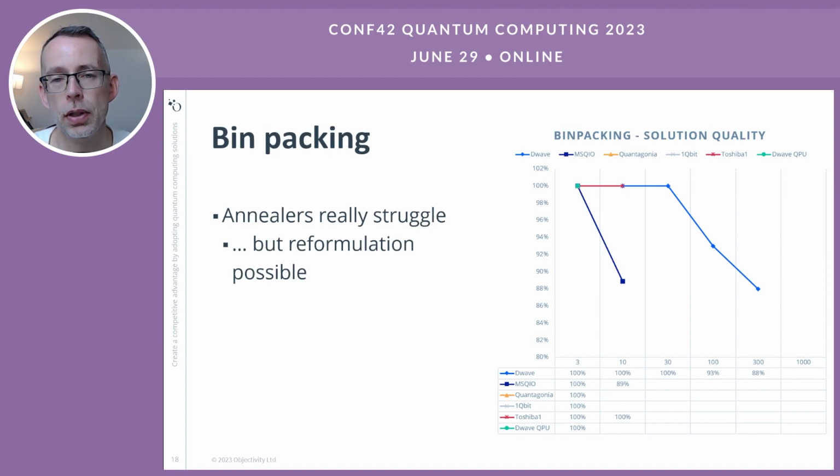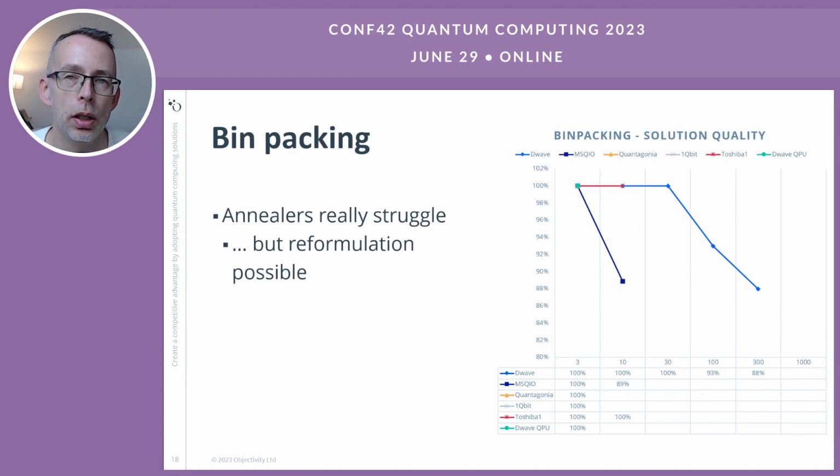And you can see here that almost all annealers really start to struggle beyond 10 items, with the exception of D-Wave, which of course supplements their annealer with classical computing resources. And so it performs better, but it starts to struggle at 100 items as well. So here you see an example of a problem that annealers cannot solve very easily.